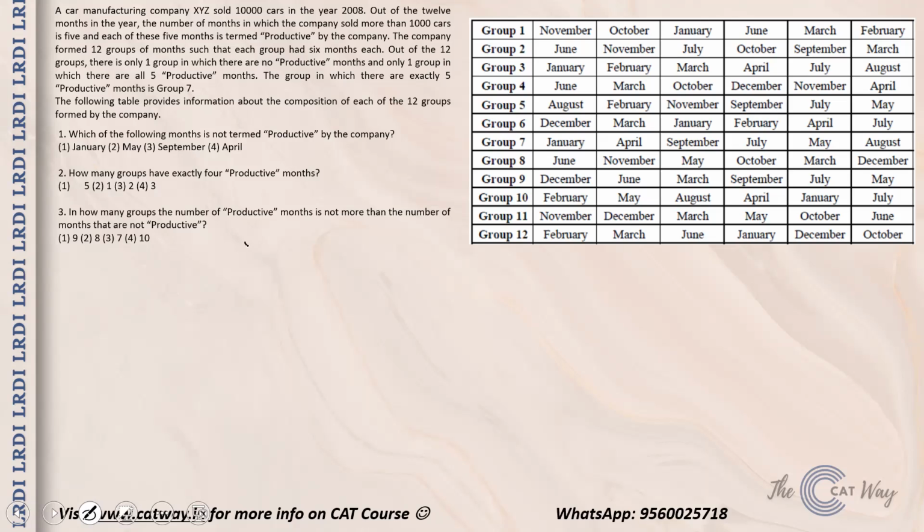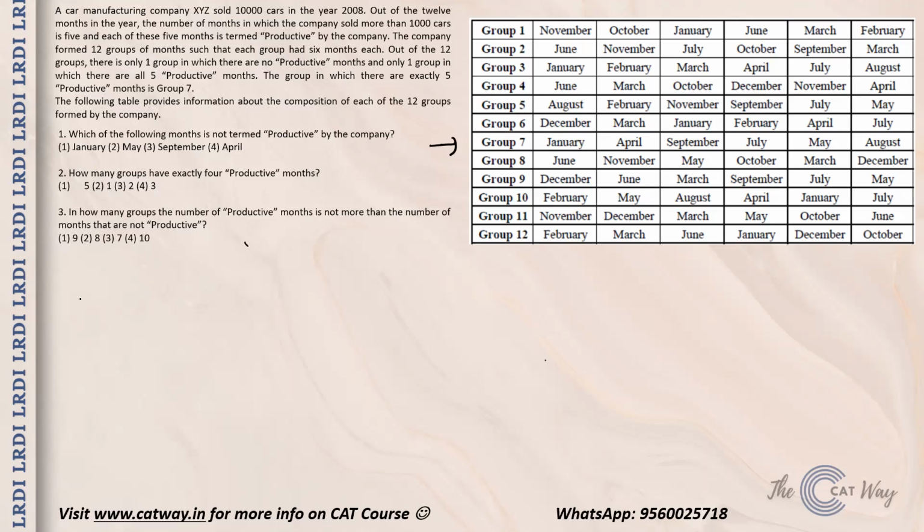Now the company formed 12 groups of months such that each group had 6 months, and out of the 12 groups there is only one group in which there are no productive months, and only one group in which there are all 5 productive months. Take the group in which there are exactly 5 productive months, group 7. So in group 7 there are 5 productive months.